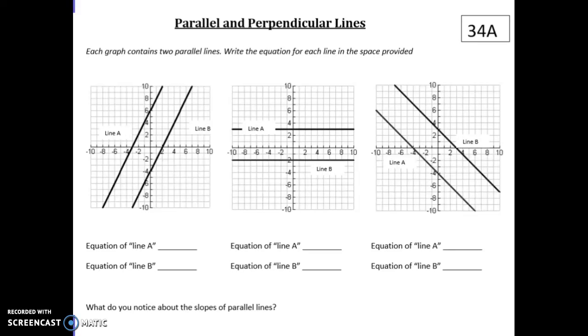Hey guys, welcome to day 34. Today we're going to talk about parallel and perpendicular lines.